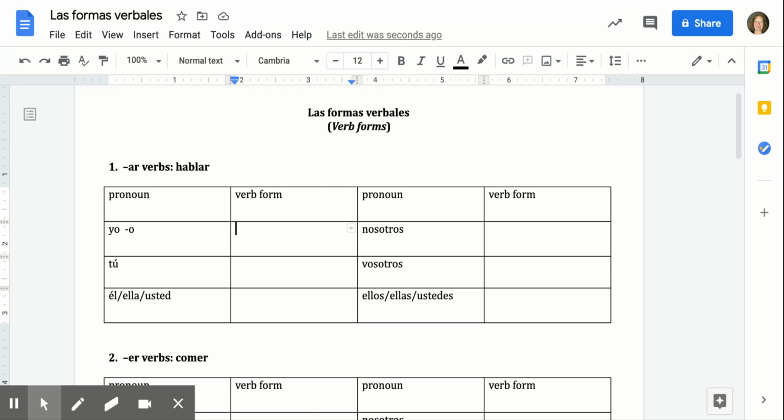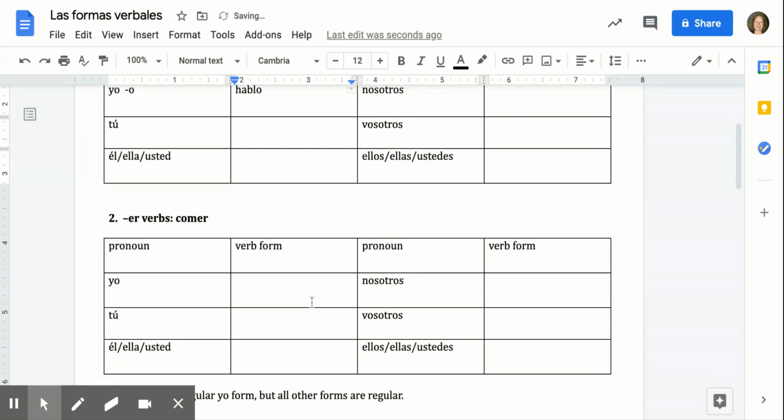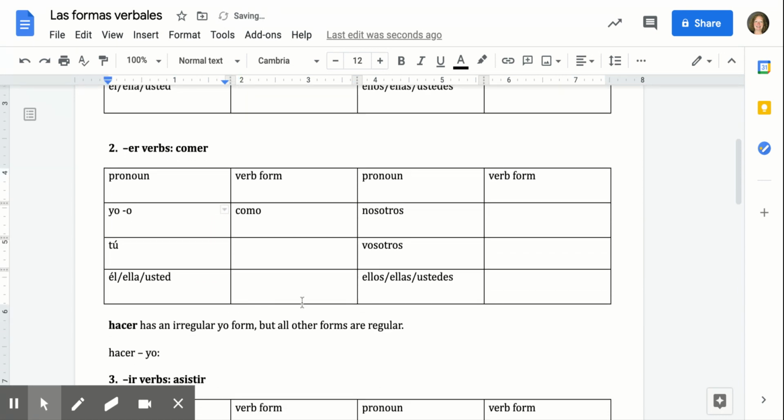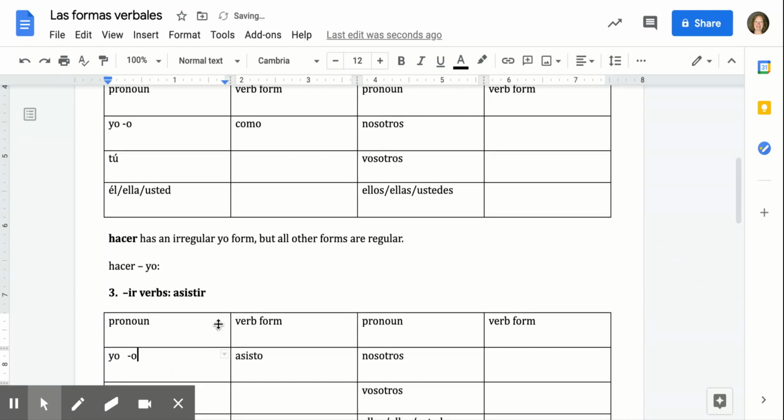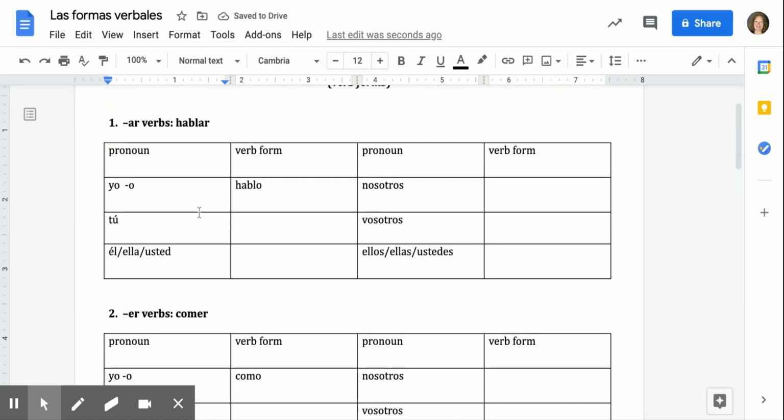So this is going to be habl-. Right? We drop the AR, and then we're going to add O. And for comer, that's going to be com- because we dropped the ER. And then we add O. Same thing. Our ending is O. I'm just going to put that in there. And then for asistir, we have asist- after we drop the IR, and then we add O again, and we have asisto. All right. So our yo ending is O. I also have this handout in Canvas, so you can follow along and fill it out for yourself if you want.